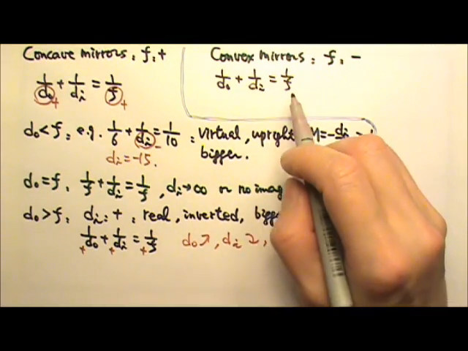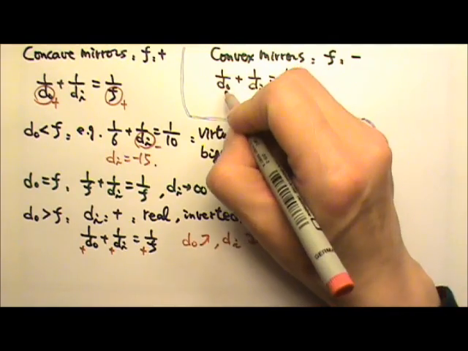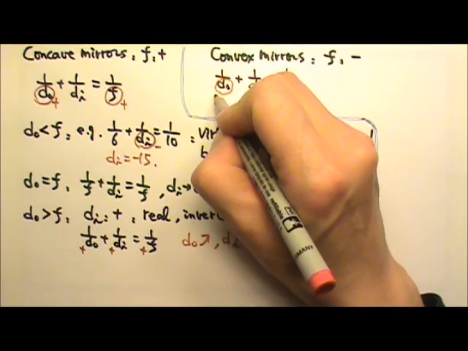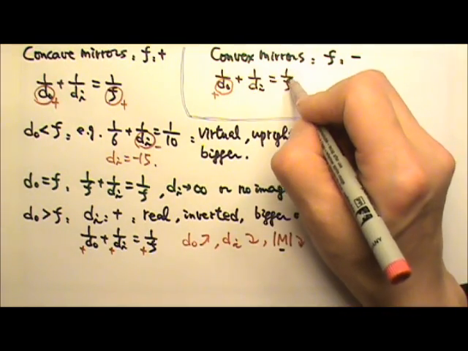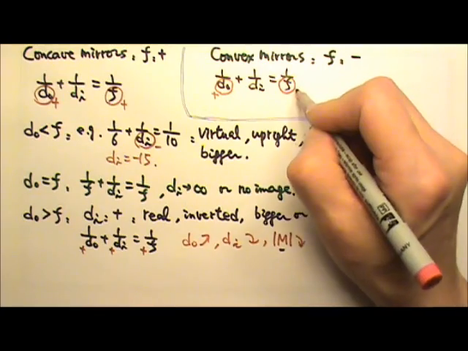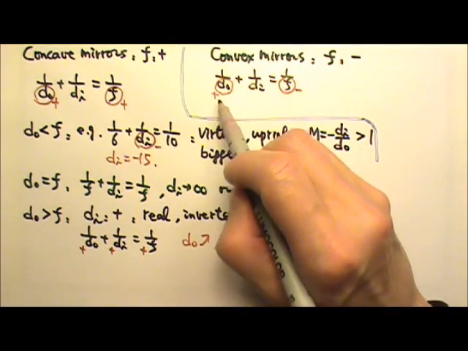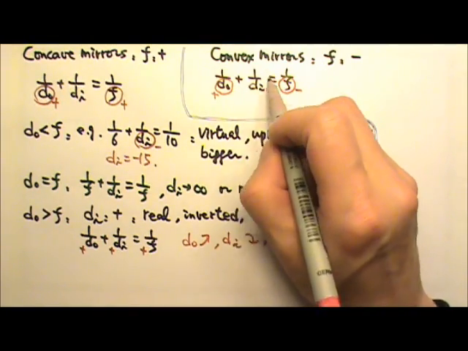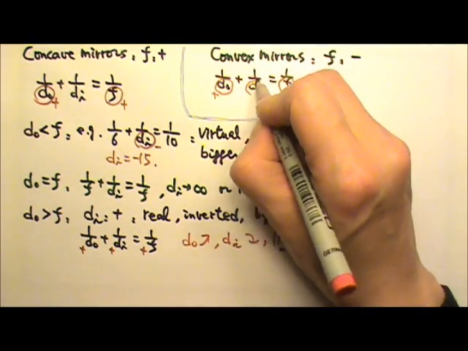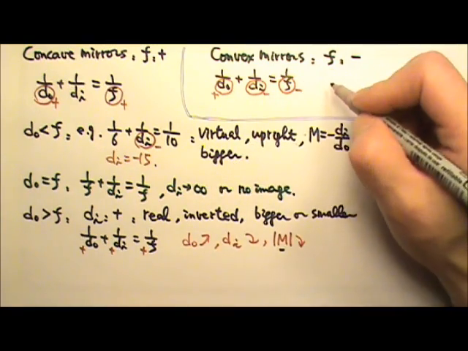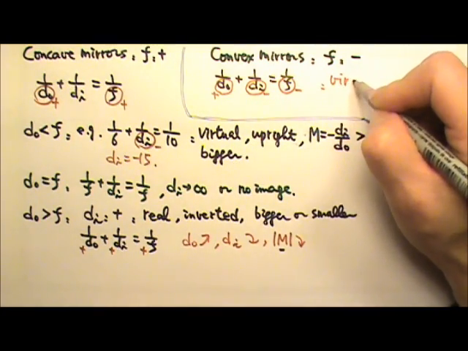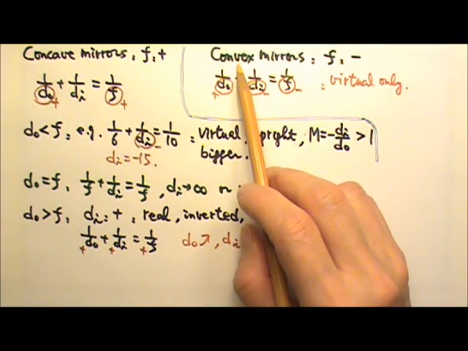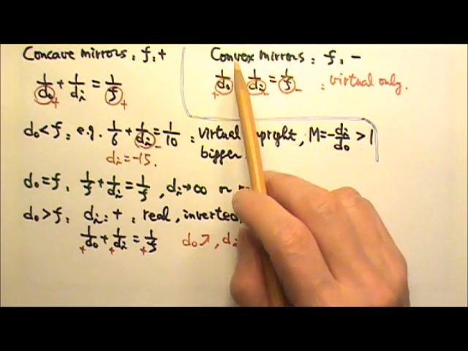We can also show that by looking at the mirror equation. The dO for a single mirror or a single lens is always positive. And the focal length in this case is negative, because this positive number plus 1 over dI has to be a negative number. That means this number must be negative, and dI must be negative, which means the image must be virtual image only. A single convex mirror can never give us real images.